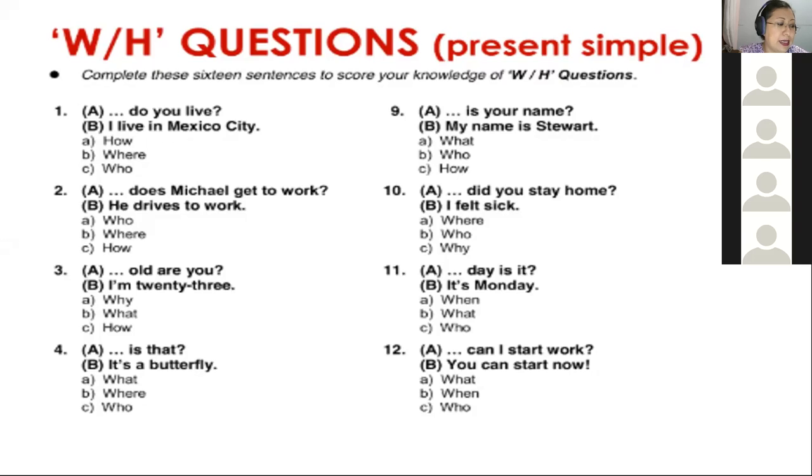Sería Cristian y Marta. Okay, Cristian. Okay, teacher, number two. How does Michael get to work? He drive to work. Okay, solo sería how. How, perdón. Yes, how. Very good, Christian. Now, okay, let's see Marta. How old are you? I'm 23. Okay, very good. Thank you, team.